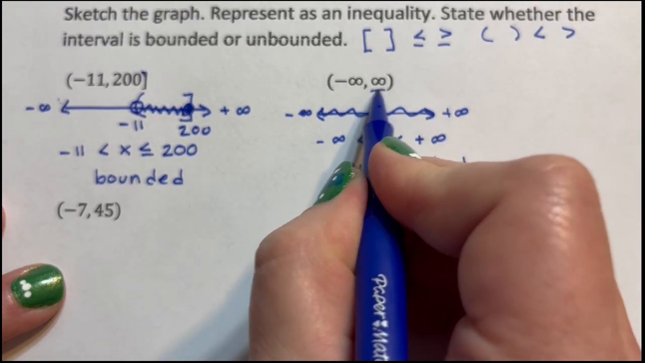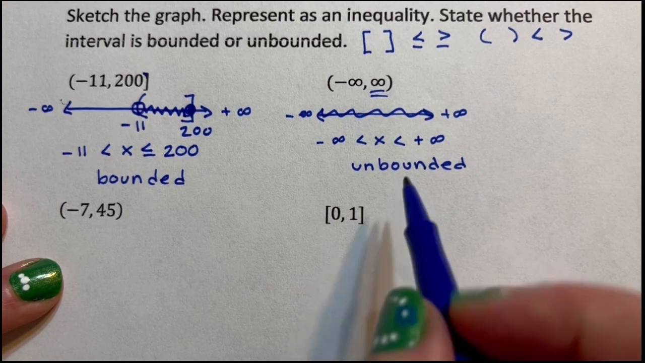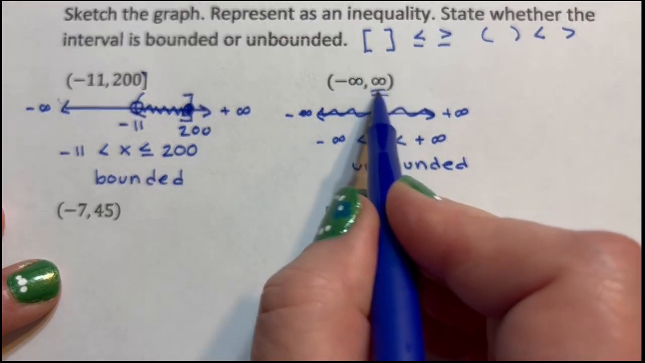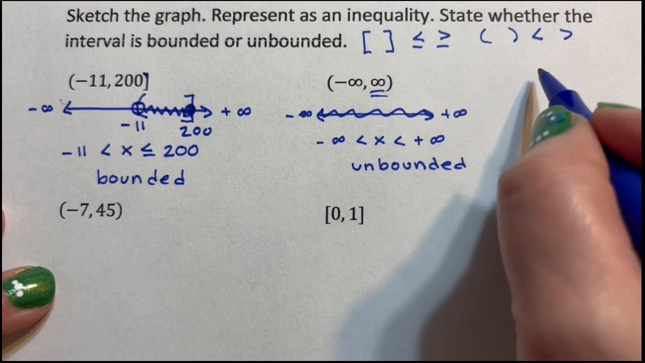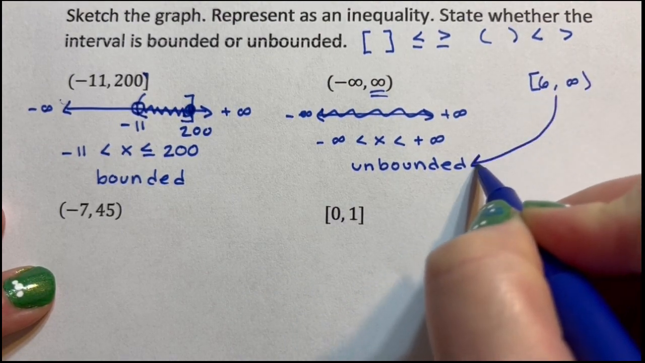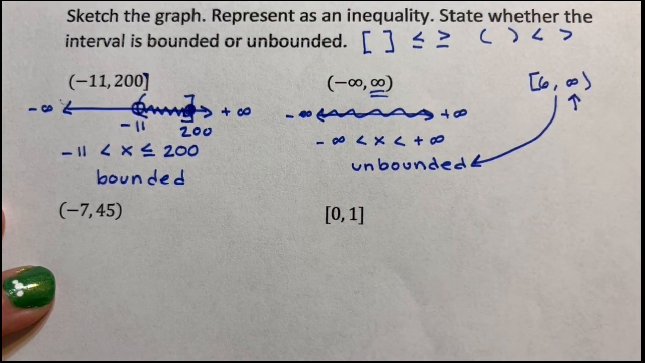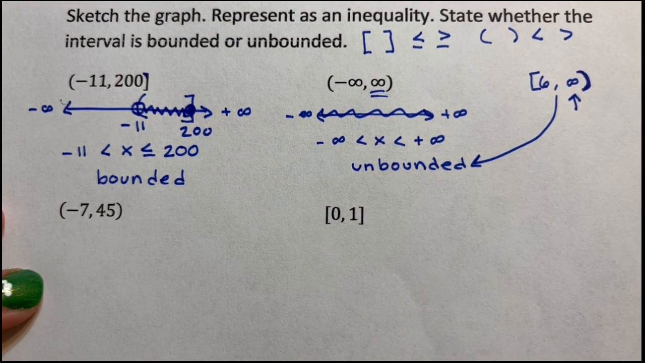Whenever infinity is one of your bounds, one of your sides of your interval, you are unbounded. So unbounded has to do with infinity being one, even if it's only half of it. So even if you had 6 to infinity, you would be unbounded because there is infinity as part of it. And infinity is always a parenthesis.